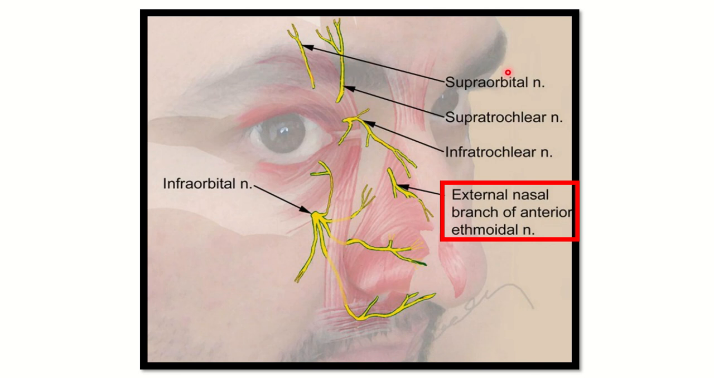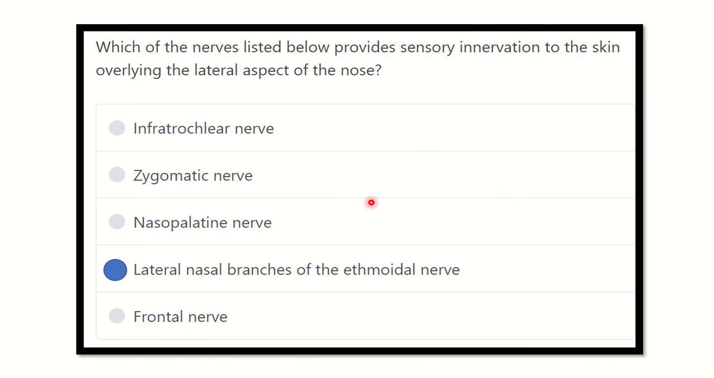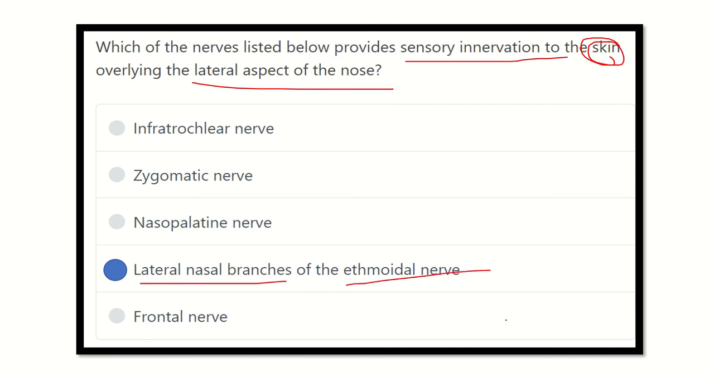Other nerves, such as the supraorbital nerve, are away from the nose. The supratrochlear is also away from the nose, and the infraorbital nerve does not contribute a big part. So our final answer is the external nasal branch or lateral nasal branch. Here we can see the lateral nasal branch of the ethmoidal nerve provides sensory innervation to the skin of the lateral aspect of the nose. So our final answer is the lateral nasal branch or external nasal branch of the anterior ethmoidal nerve. Thank you all.